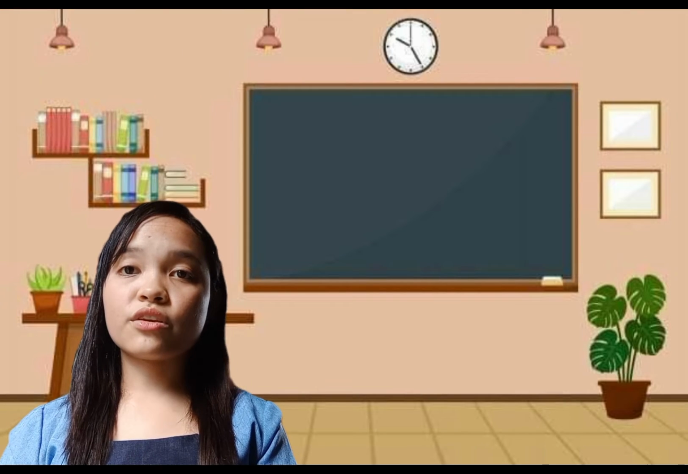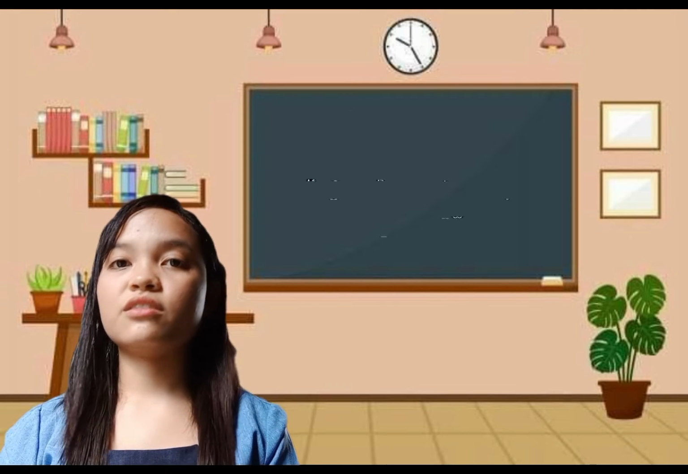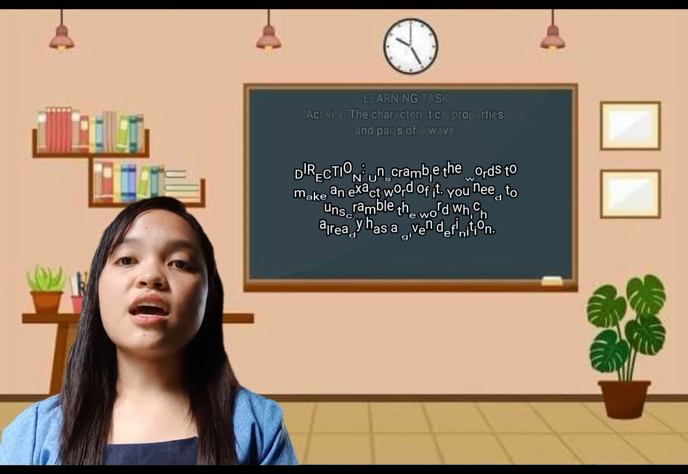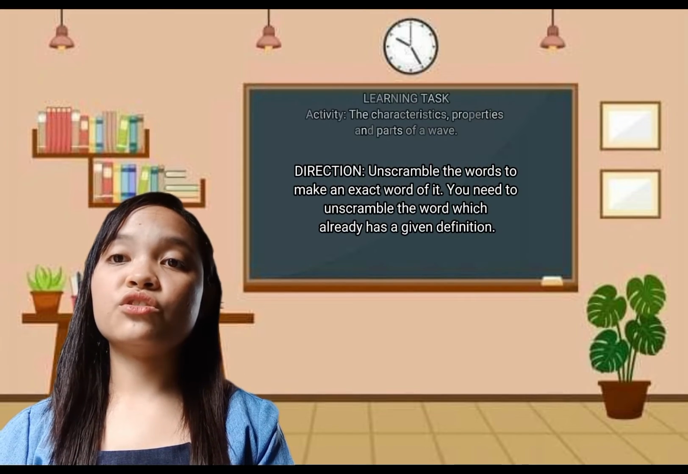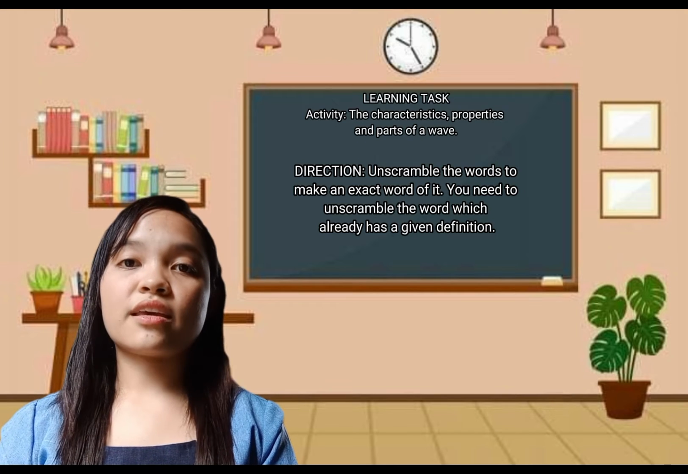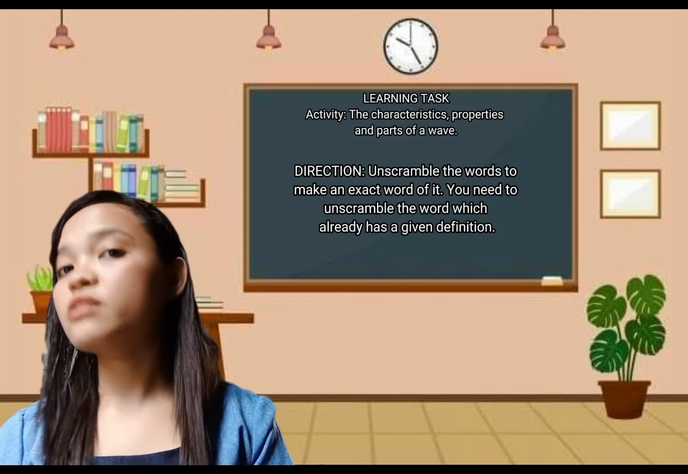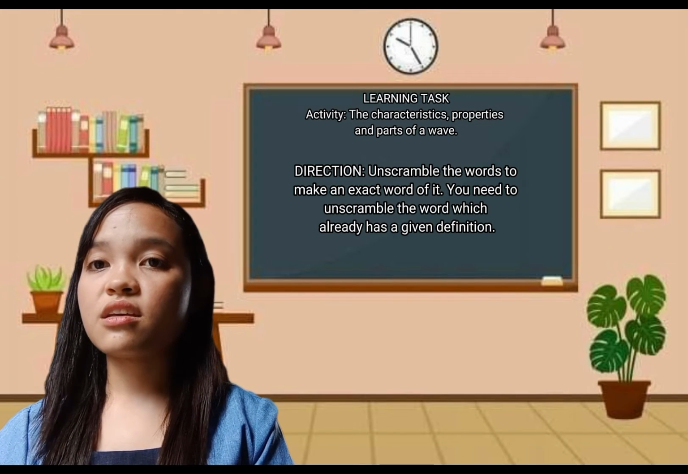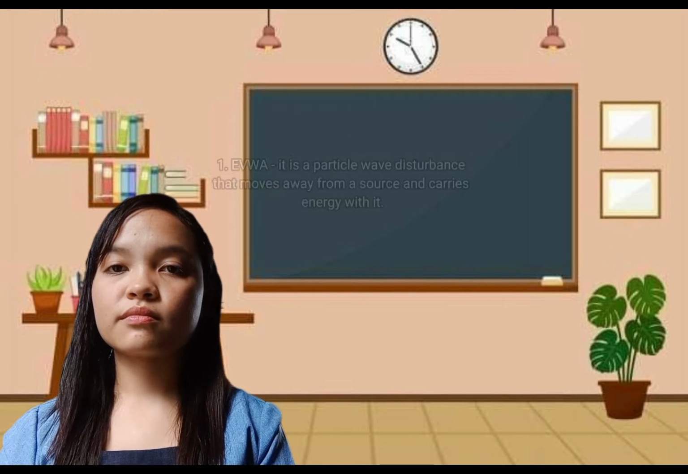To find out if you understand our lesson, let's exercise our mind. For your activity, unscramble the word to make the exact word of it. What you need to do is first have your pen and paper with you. Second, you need to unscramble the words with its definition flashed on your screen. And here is the first scrambled word.